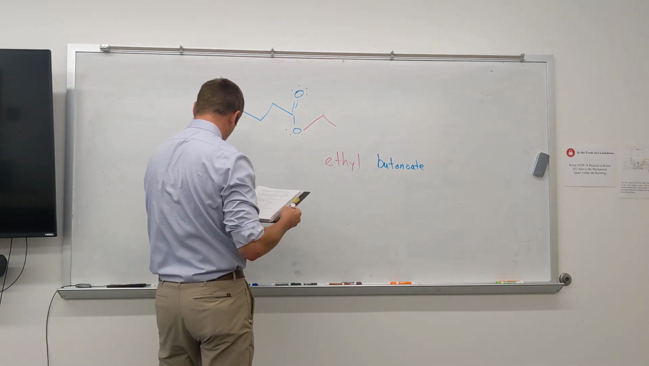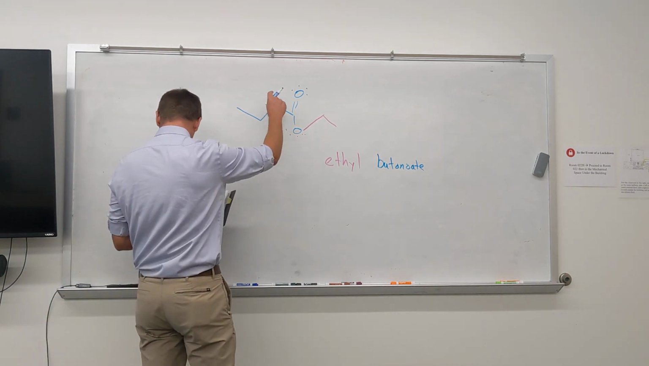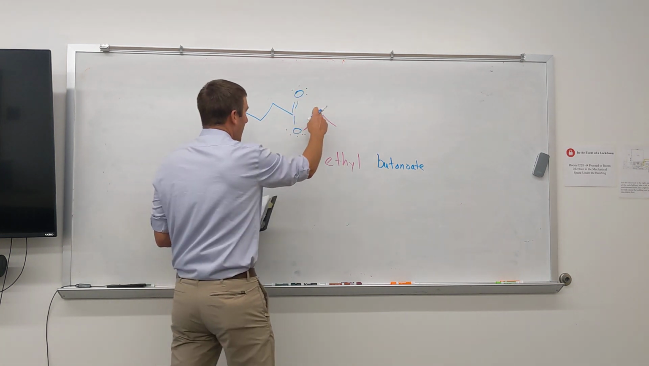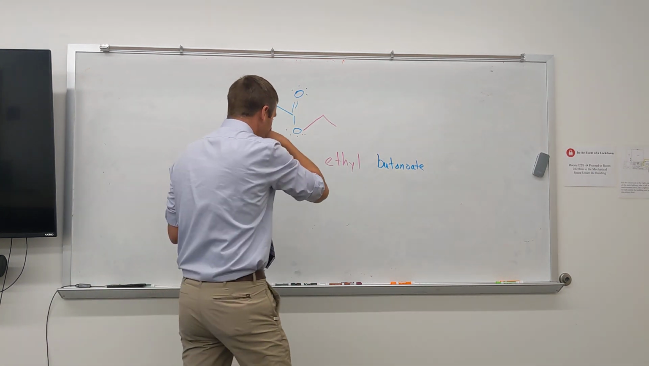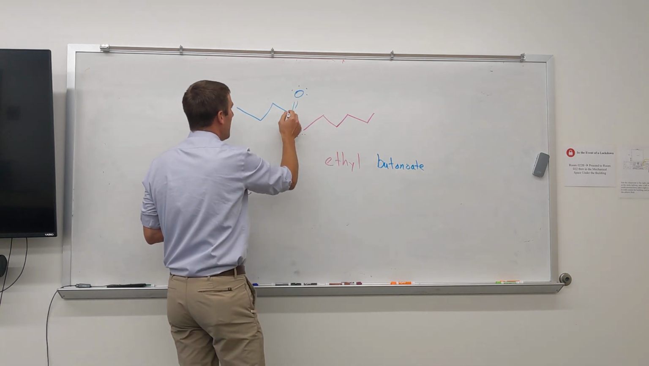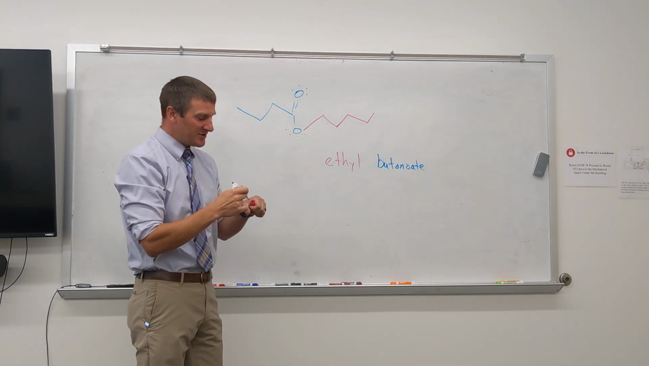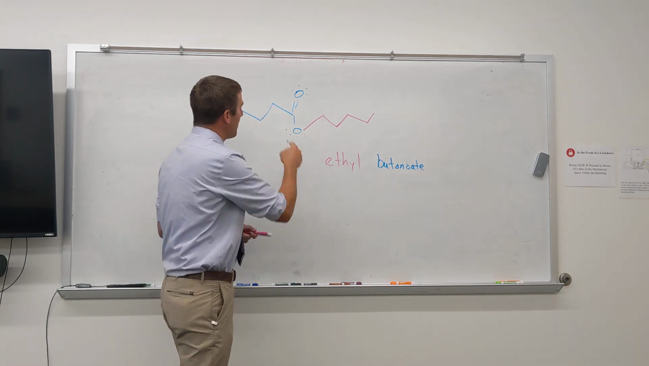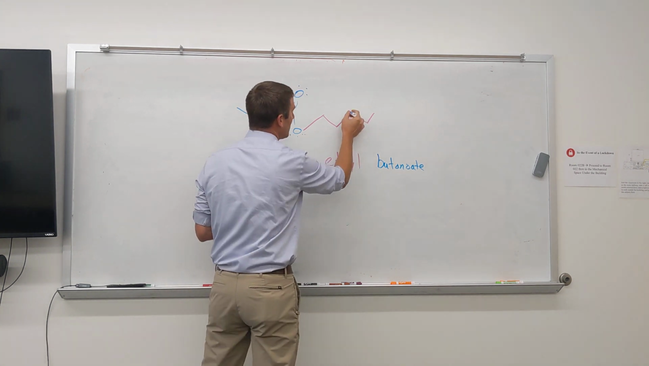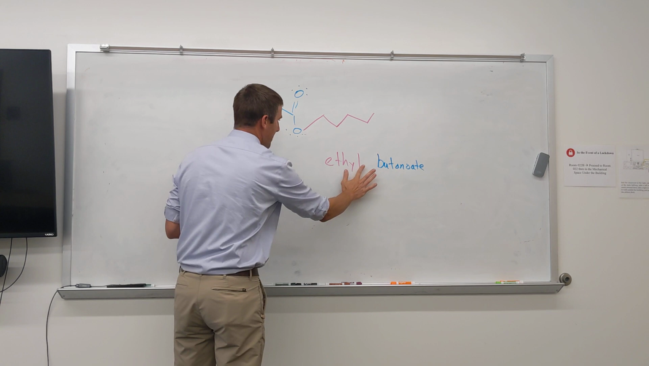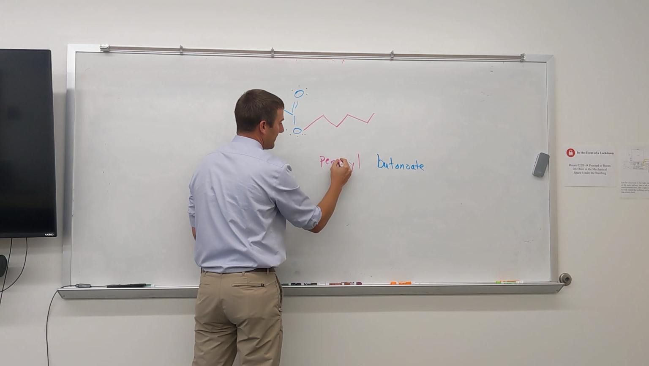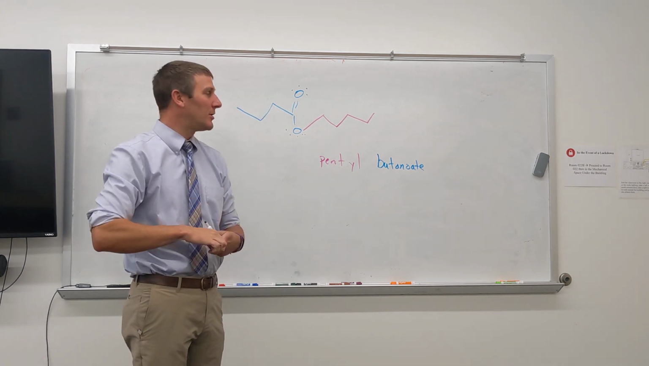I've got 1, 2, 3, 4. 1, 2, 3, 4. Double bond O, down to an O, and then 1, 2, 3, 4, 5. 1, 2, 3, 4, 5. 1, 2, 3, 4. So what did I change? Well, notice I didn't change my butanoate at all. My but, 1, 2, 3, 4. I still started with butanoic acid. But instead of having an ethyl, I have 1, 2, 3, 4, 5. So it is not an ethyl. 5 is a pent. It's a pentyl butanoate.